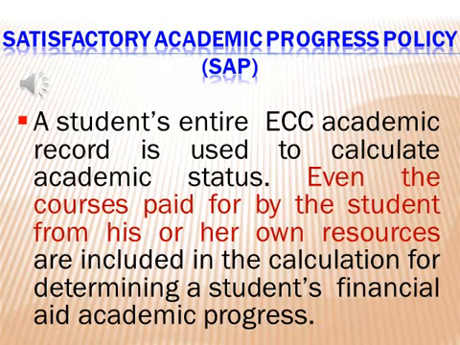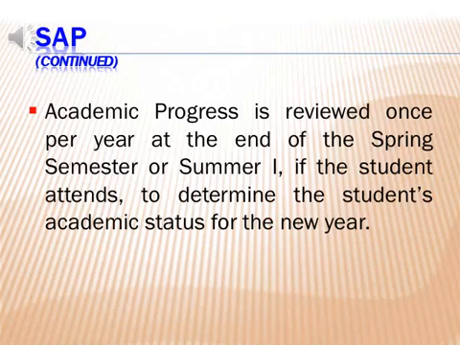Satisfactory Academic Progress Policy, SAP. A student's entire ECC academic record is used to calculate academic status. Even the courses paid for by the student from his or her own resources are included in the calculation for determining a student's financial aid academic progress. SAP continues. Academic progress is reviewed once per year at the end of the spring semester or summer one if the student attends to determine the student's academic status for the new year.